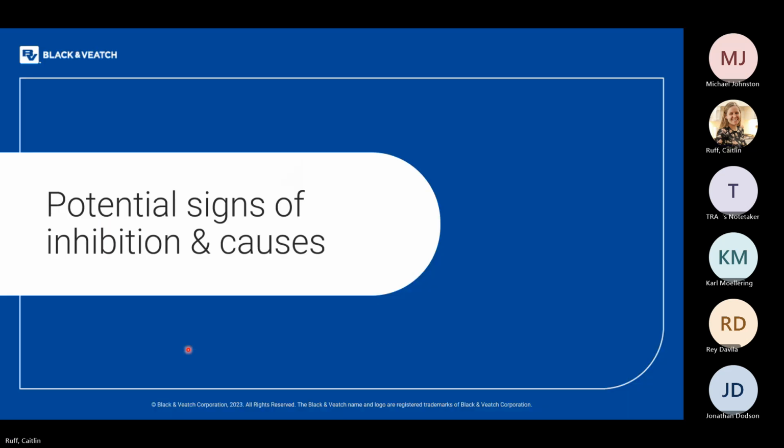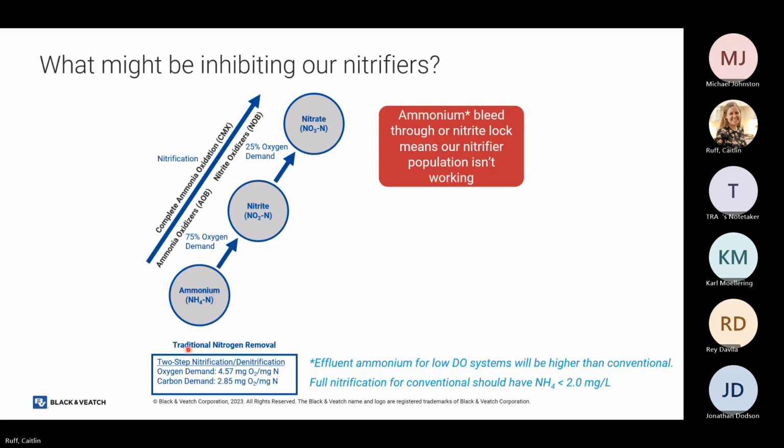Okay, going to move on to potential signs of inhibition and causes. We're going to go over what might be inhibiting our nitrifiers. If we're seeing ammonium bleed through or nitrite lock, typically that means our nitrifier population isn't working. Typically, the effluent ammonium for low DO systems is going to be higher than conventional already.